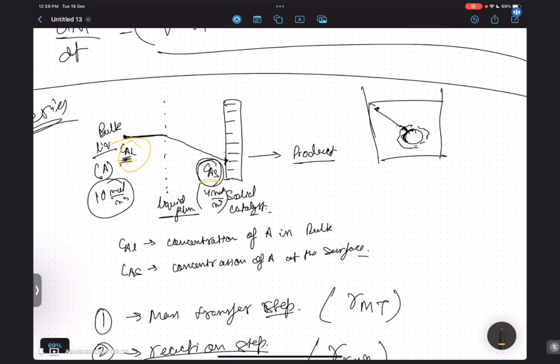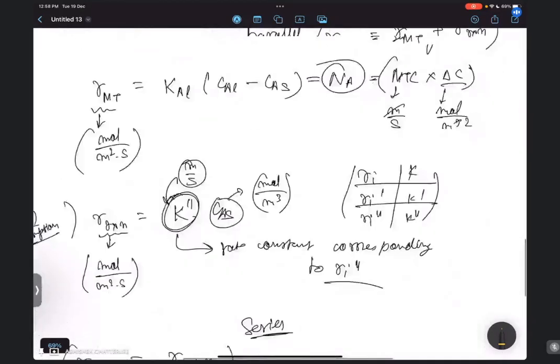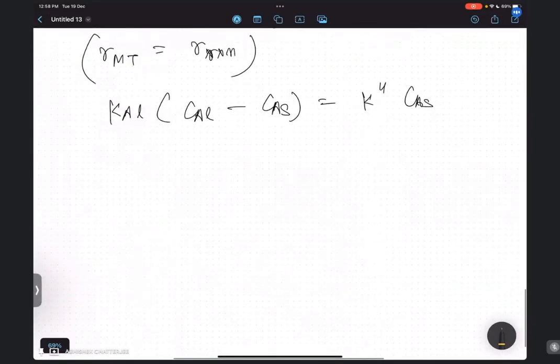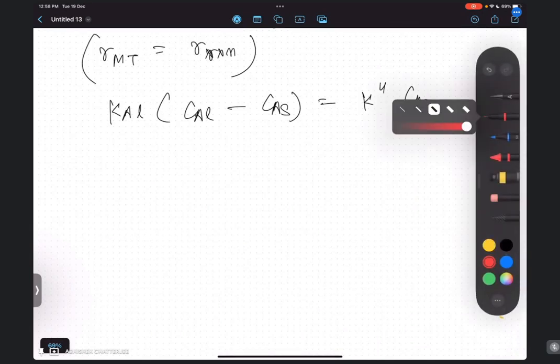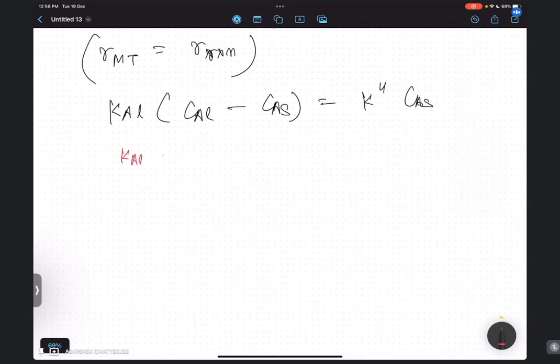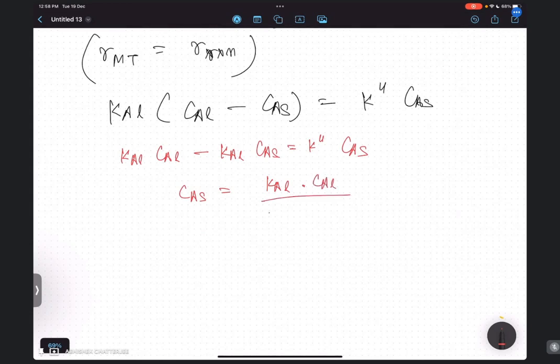The rate constant and the mass transfer coefficient come from the theories, so that also you will be knowing. The only unknown thing is your CAS. So let us find out the value of CAS. From KAL into (CAL minus CAS) equals K double dash CAS, your CAS will be equal to KAL into CAL divided by (KAL plus K double dash). This will be the value of your CAS.